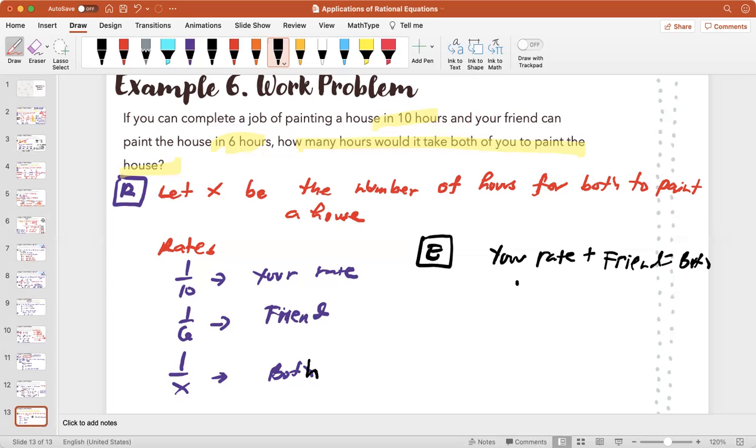What's your rate? It's 1 over 10. What's your friend's rate? 1 over 6. What's the rate of you both working? 1 over x. All right, so that's our equation. That's what we need to solve in the next slide.